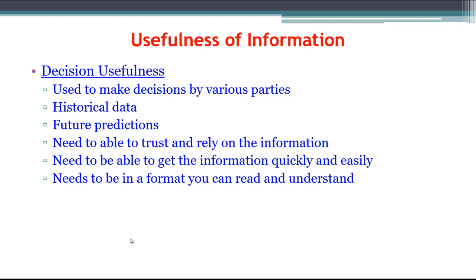Now, some of this data is historical data, just a collection of the historical data. Some of it is future predictions based on the historical data and any expectations of the future. But to be useful in making decisions, somebody needs to be able to trust and rely on that information. They need to be able to get the information quickly and easily, and it needs to be in a format you can read and understand. Now, before we even get into this hierarchy of accounting qualities, these set the stage for what we're talking about. I think most people would agree that for information to be useful in making decisions, it has to follow these general rules.